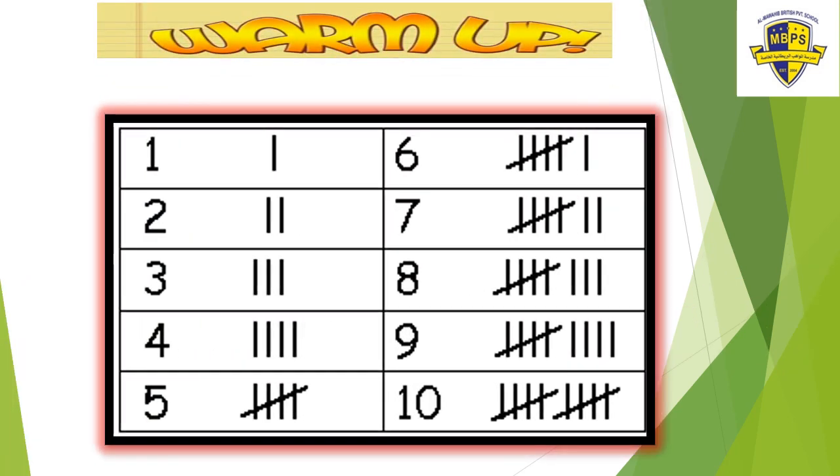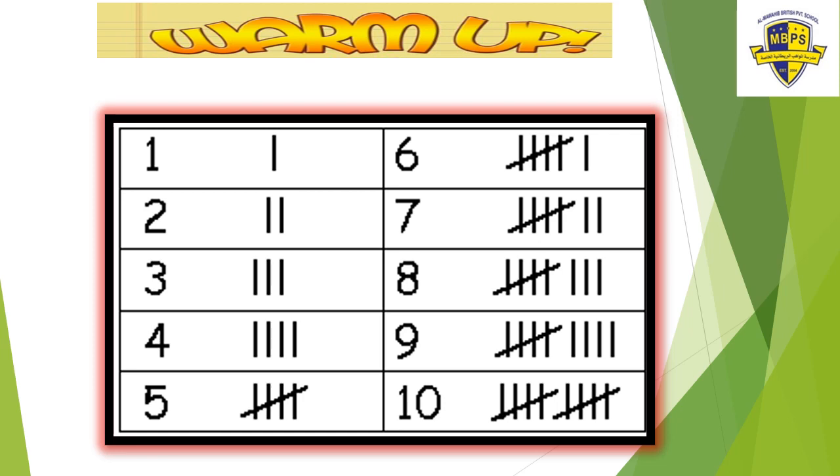Alright students, before we start today's lesson, let's do a quick warm-up of the previous lesson that we had studied. We had studied about tally marks, if you remember. Now look at this chart on the slide. We have numbers from 1 to 10 and we have tally marks. If you see number 1, we have one straight line. Number 2, two straight lines. Number 3, three straight lines.